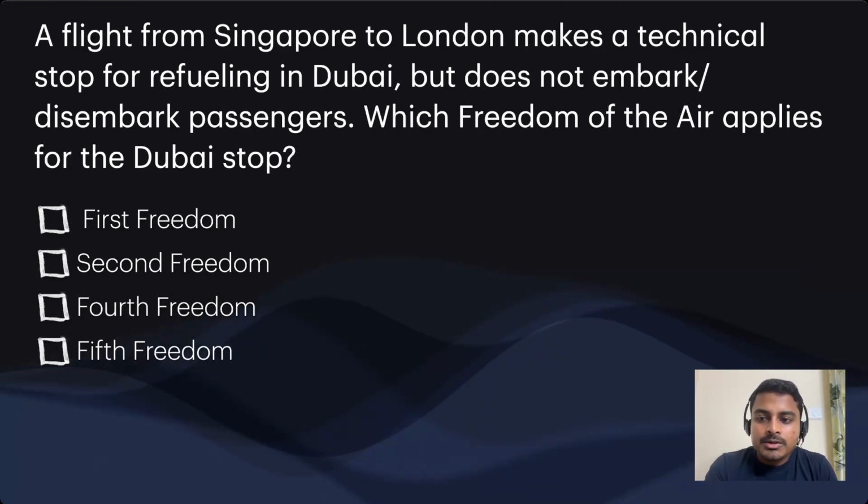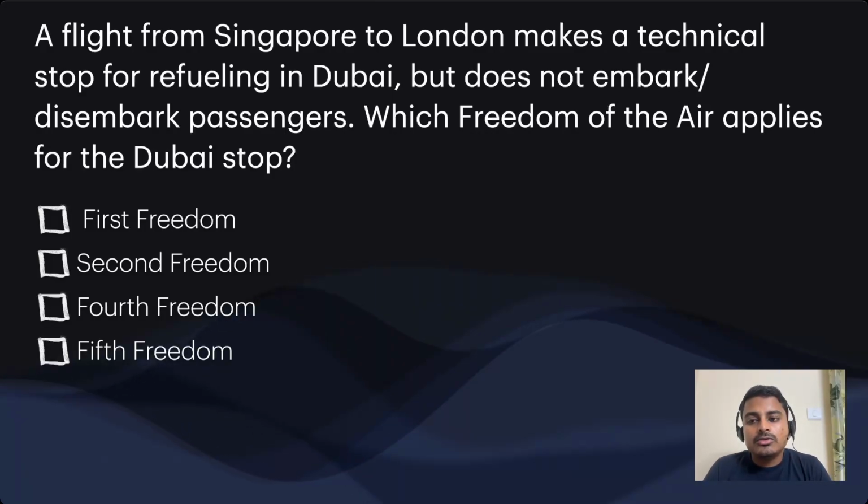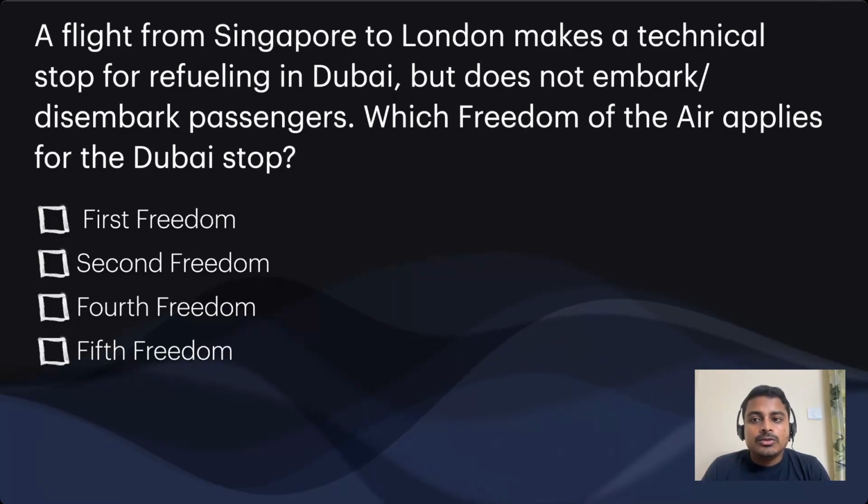If you remember, the first freedom allows us to fly over another country without landing. The second freedom allows us to land for technical purposes, which could be refueling, maintenance, etc. So this particular situation comes under the second freedom of air.